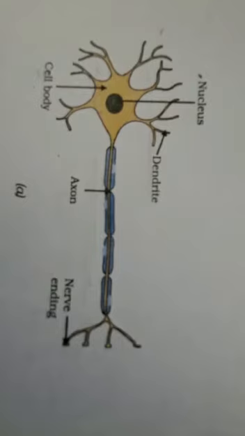nerve ending. The nerve endings are not directly connected to the other neuron because there is some gap between one nerve cell and another nerve cell. So this gap, this junction, is called the synapse.